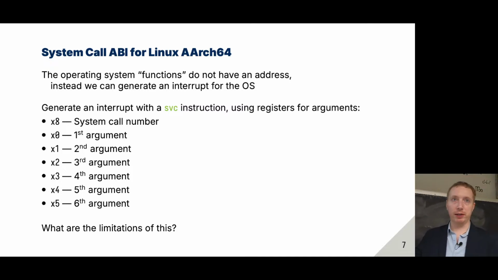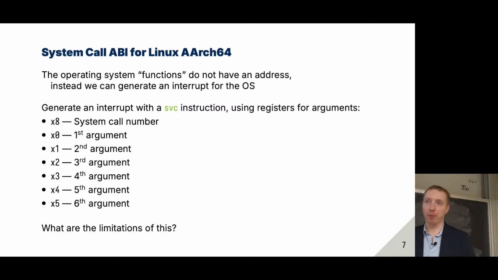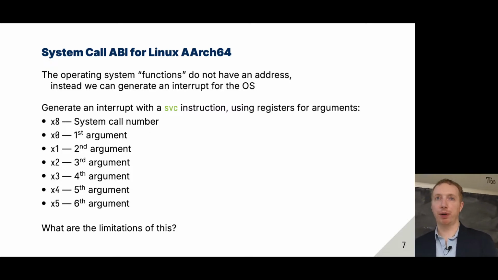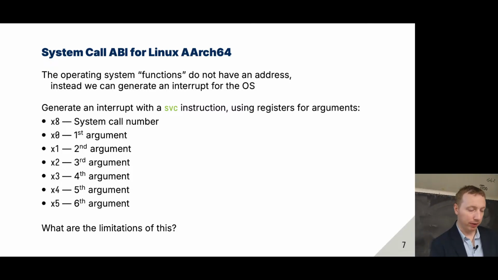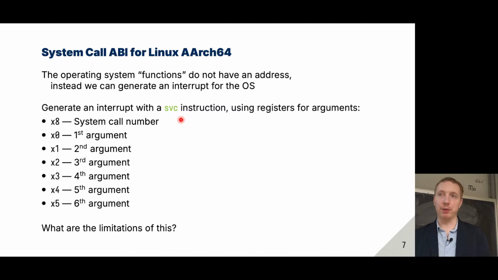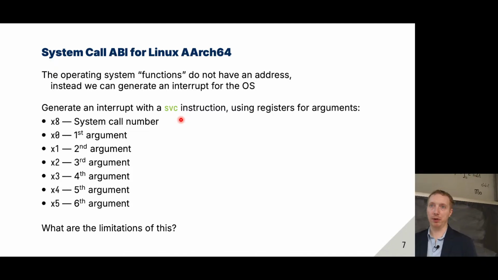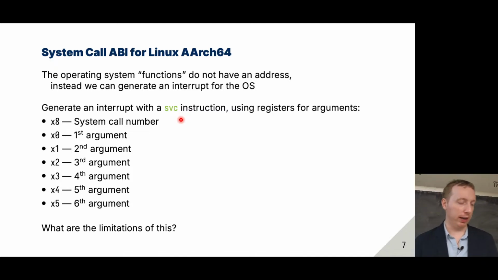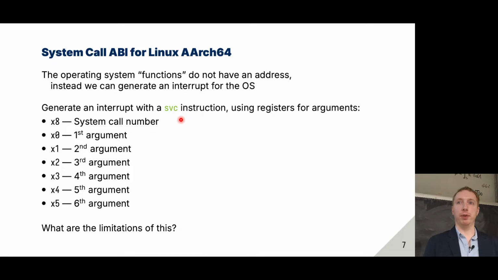So knowing the system call ABI is not terribly important, but just in case you want to see the mechanisms, how it works is instead of doing a jump instruction or something like that, it calls a special instruction called SVC, and that generates an interrupt that the operating system can go ahead and handle. And it does not use a stack, it passes arguments in registers.